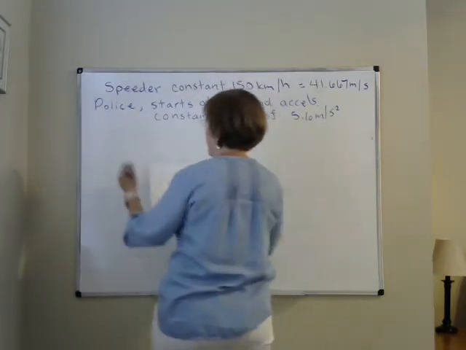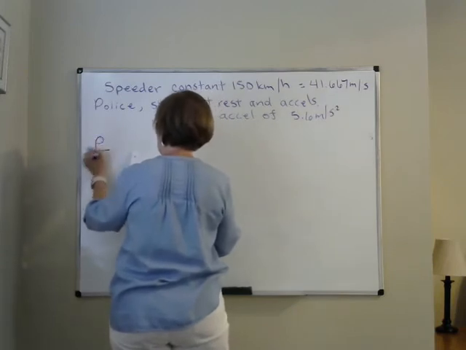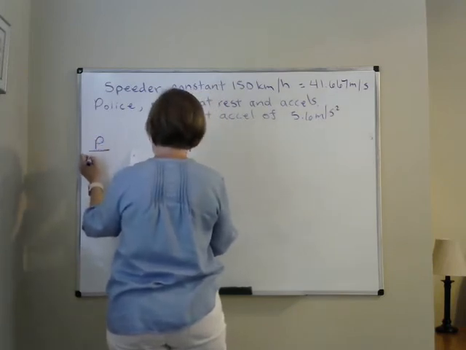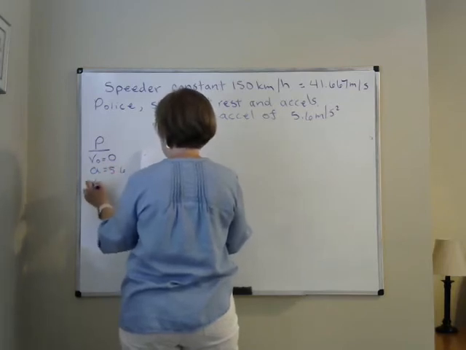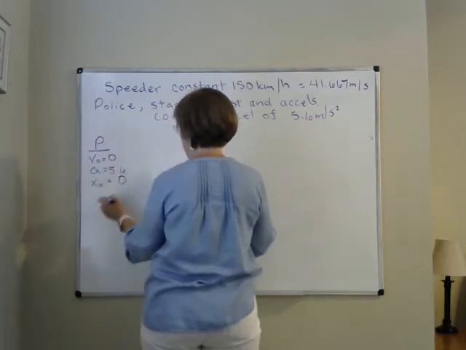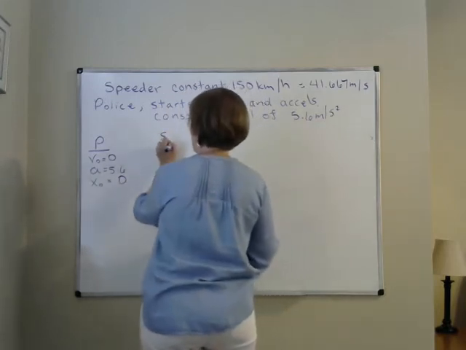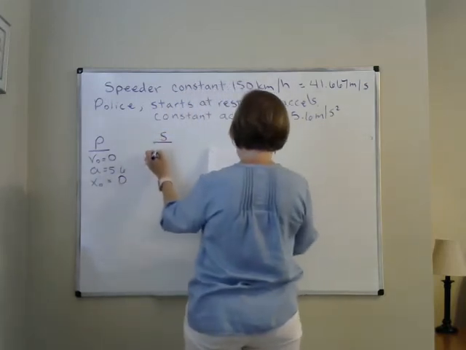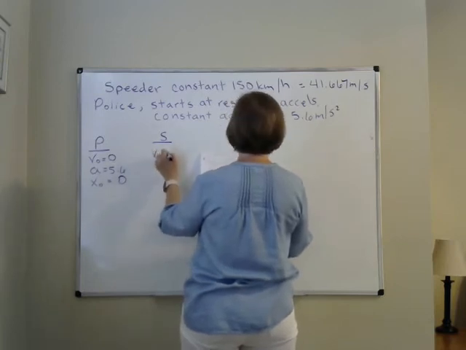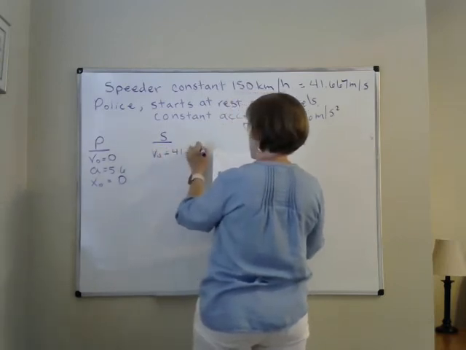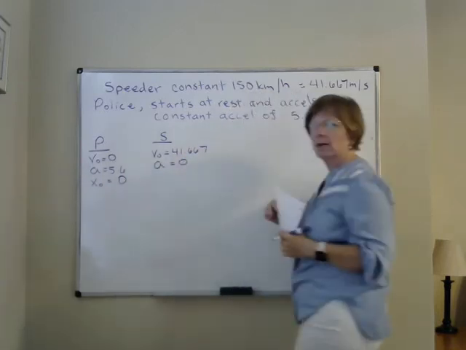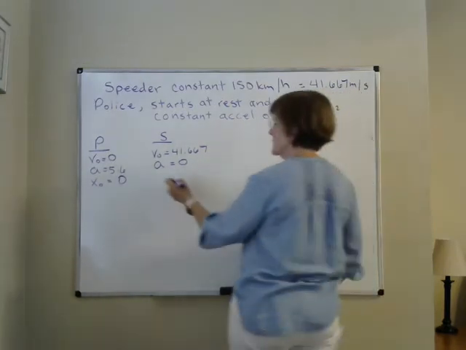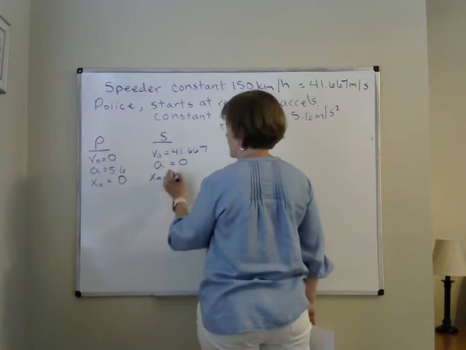Think about what we know. We know for the police officer, his initial velocity is 0, his acceleration is 5.6, his initial position is also 0. For the speeder, his initial velocity is 41.667. His acceleration is 0. He is not accelerating. He's at a constant speed. And his initial position is also 0.